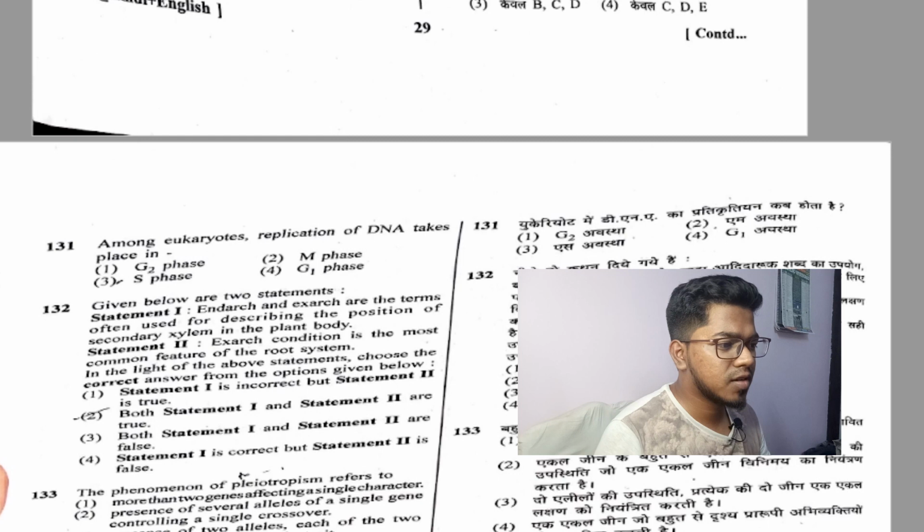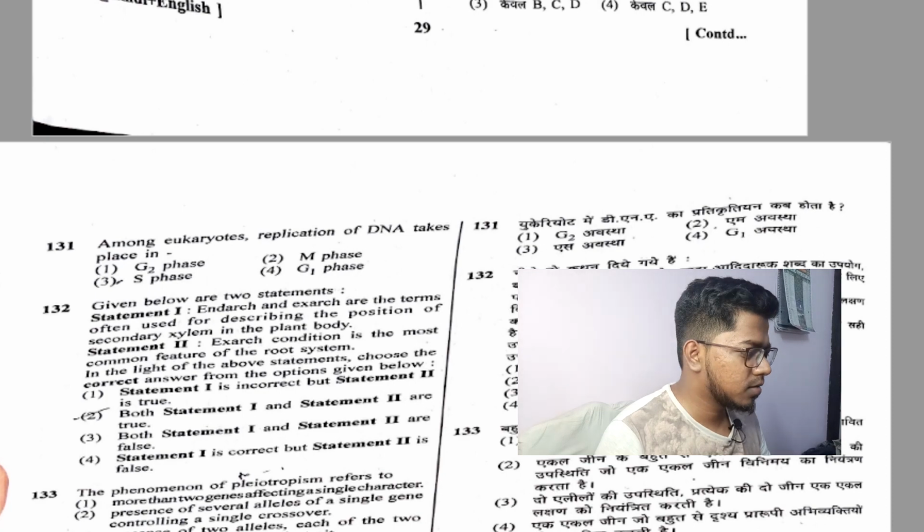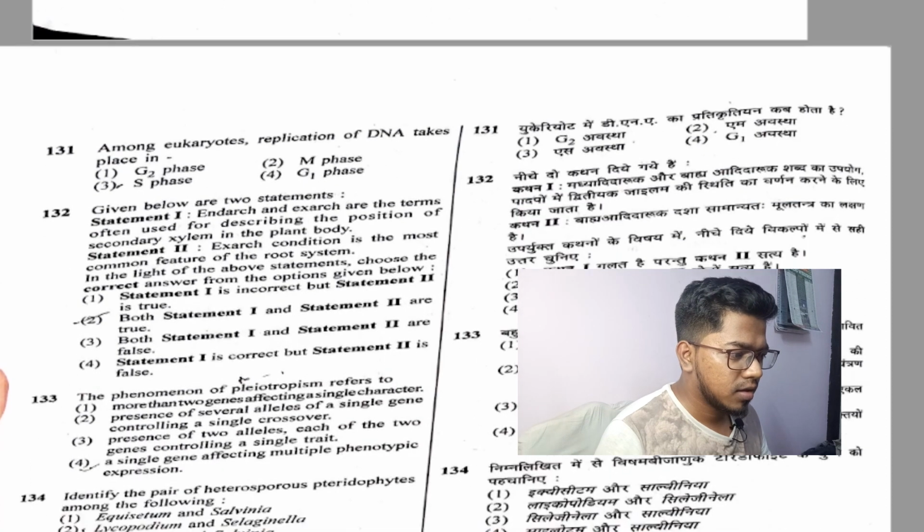Where are the questions from human physiology, man? My favorite. Among eukaryotes, replication of DNA takes place in S phase. Yeah, S phase. This guy has marked correct.